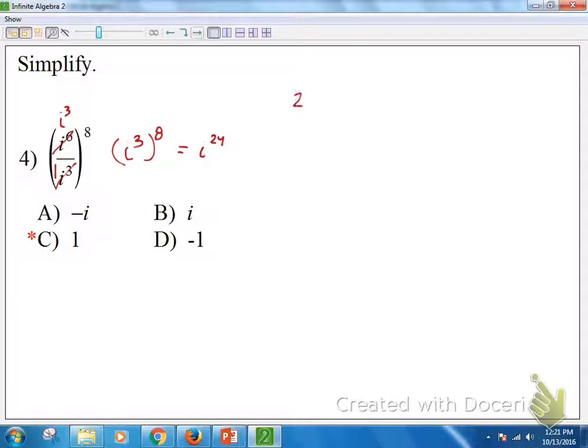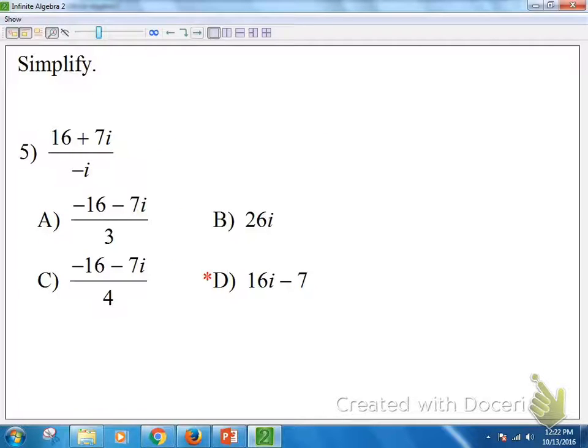So we take 24, remember, divided by 4 is 6, and our remainder is 0. Anything to the 0 power, or i to the 0, is just 1. So the answer is C. Pause the video here, write this down if you need to, review.